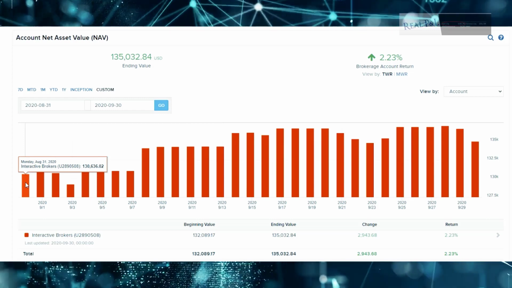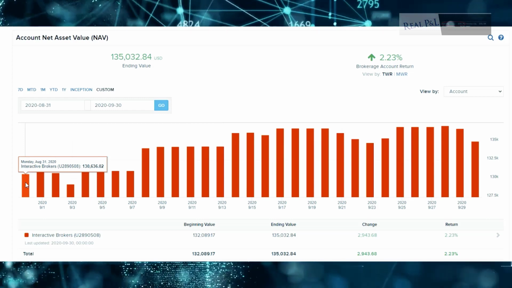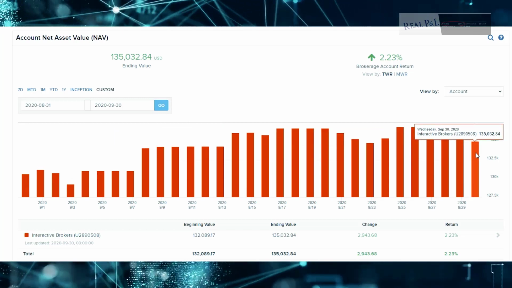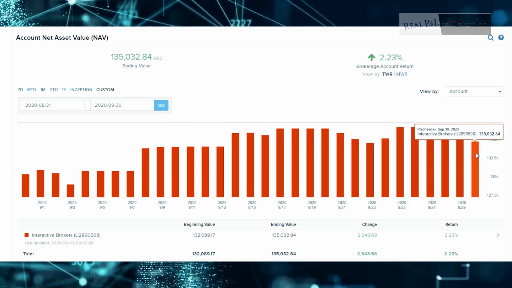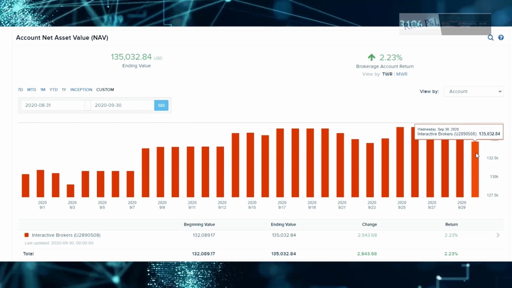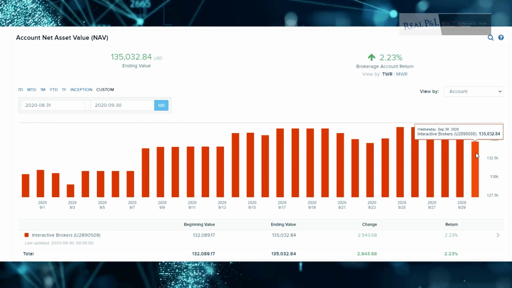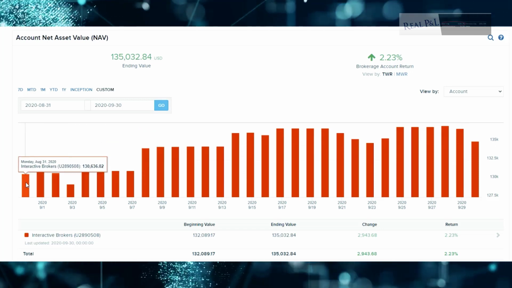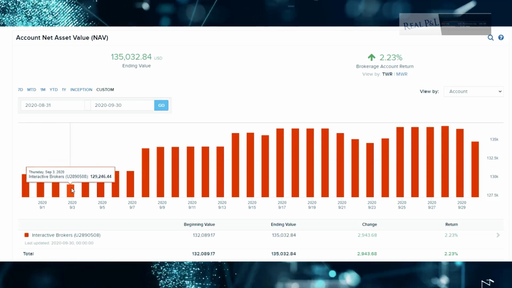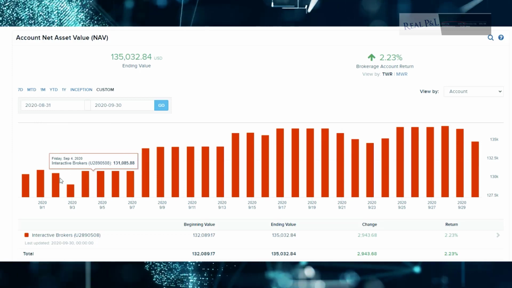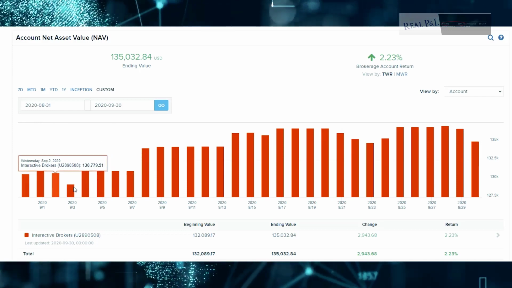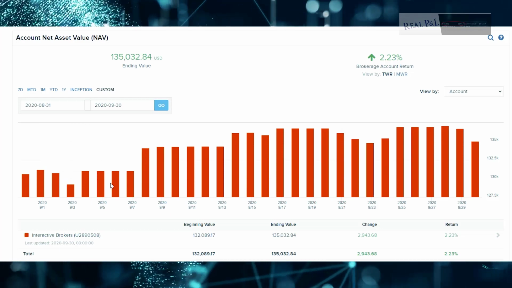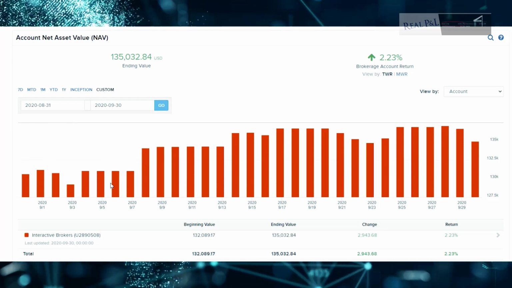Now we can see here at the end of the month, which would be August 31st, we had an account balance of $130,636, and we ended the month on the 30th, Wednesday, at $135,032. Now you can see the volatility of the account: starting with 130, it went down to 129,246. So it was down about $800 at the most. So on a $130,000 account, going down $800, that's just insignificant as far as drawdowns.